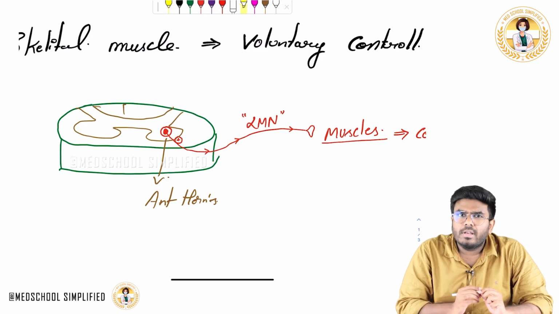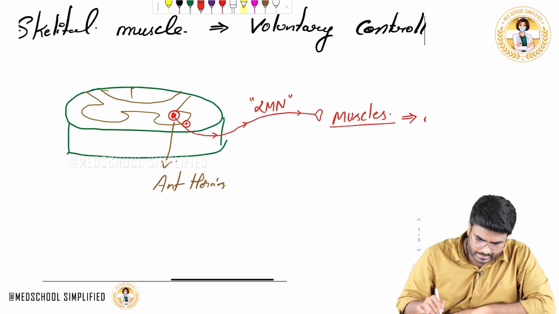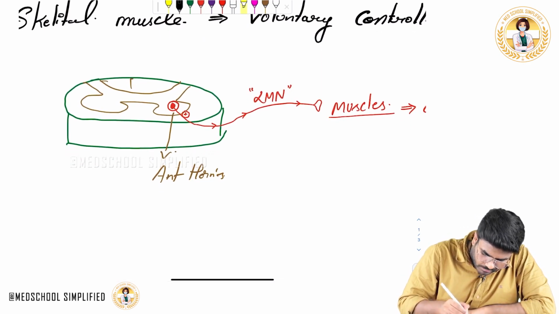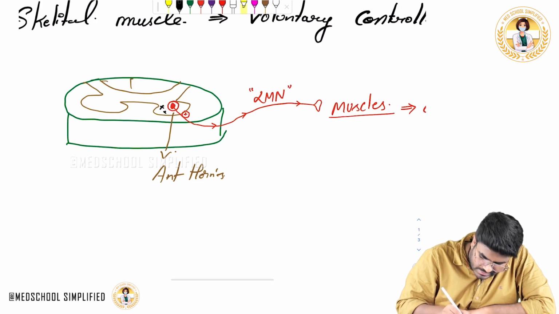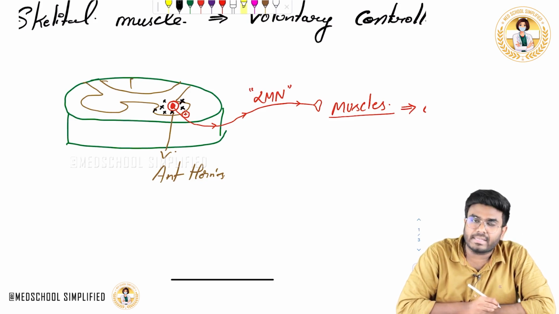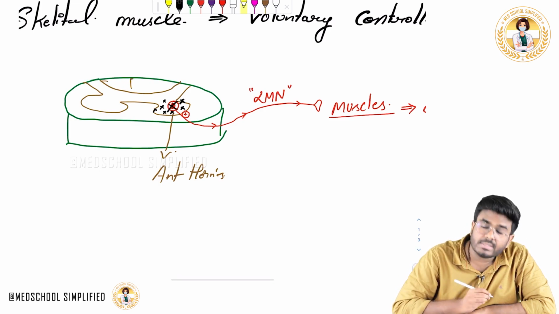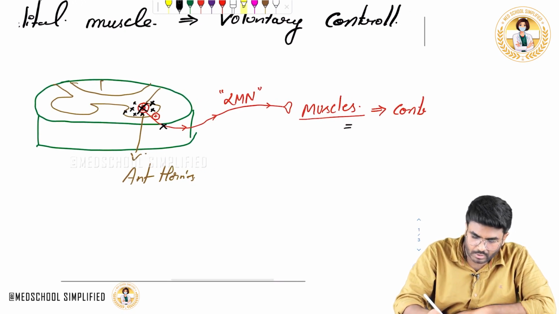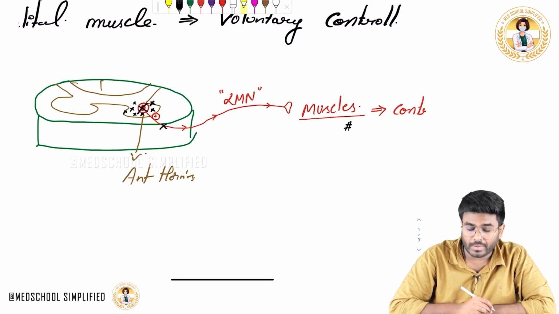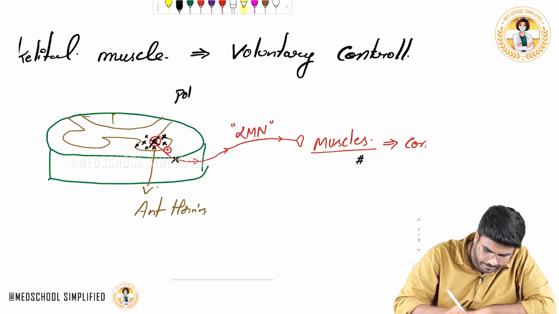Okay, now let me try to integrate here. For example, in the area of the alpha motor neurons, in the anterior horns, there is damage. There is a virus which is coming and sitting in the anterior horns. So now what will happen? There is damage to the alpha motor neurons. Whenever the alpha motor neuron is damaged, do you think muscle contraction will happen? No, muscles will not contract now. So what is that virus?